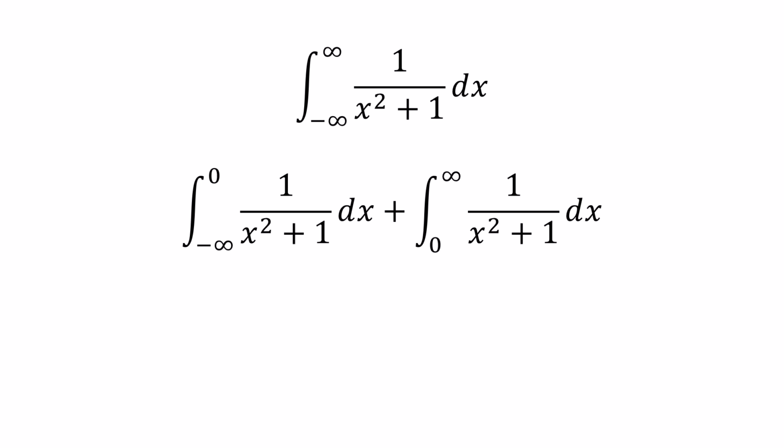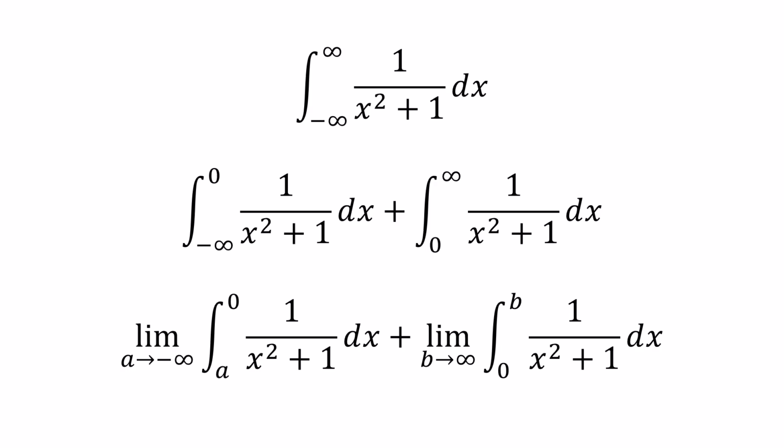Rewriting the integrals as limits, we obtain the limit as a approaches negative infinity of the integral from a to 0 of 1 over x squared plus 1 dx plus the limit as b approaches infinity of the integral from 0 to b of 1 over x squared plus 1 dx.